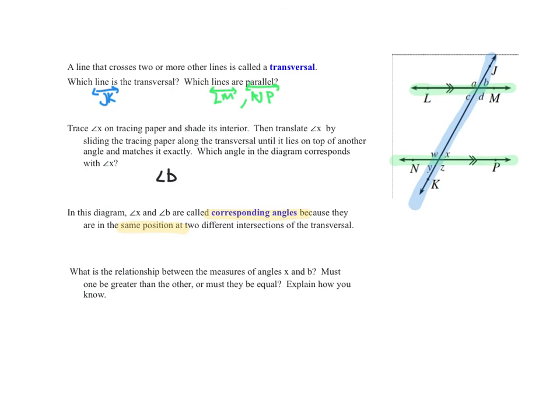Another way for me to describe corresponding angles would be to put a plus at each intersection. Angle B and angle X are both in the upper right-hand quadrant of that plus sign. They're in the same corresponding position. What is the relationship between the measures of angles X and B? Must one be greater than the other, or must they be equal? Well, in this case, they have to be equal because when I did that translation, the size of the angle didn't change and it matched up perfectly with angle B. So X and B are equal.